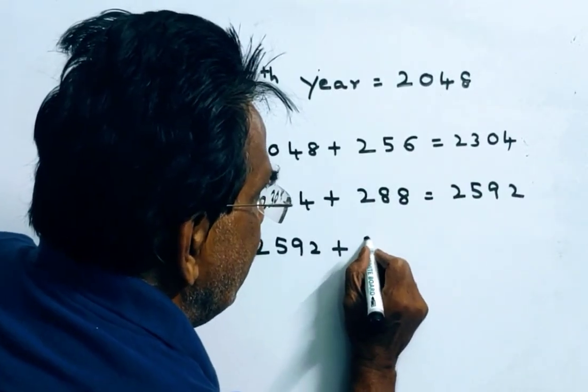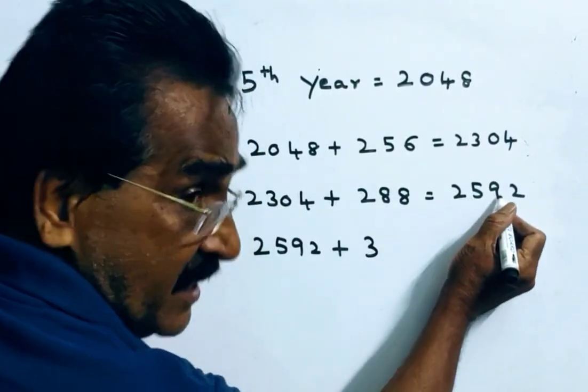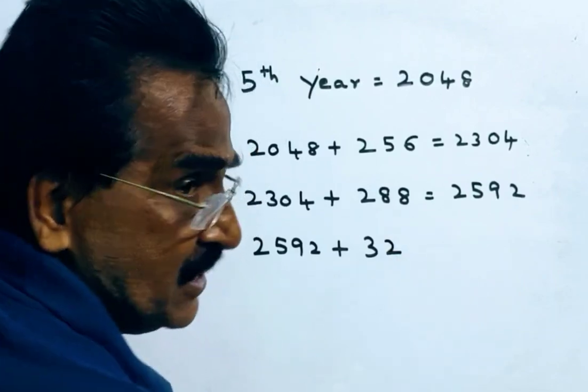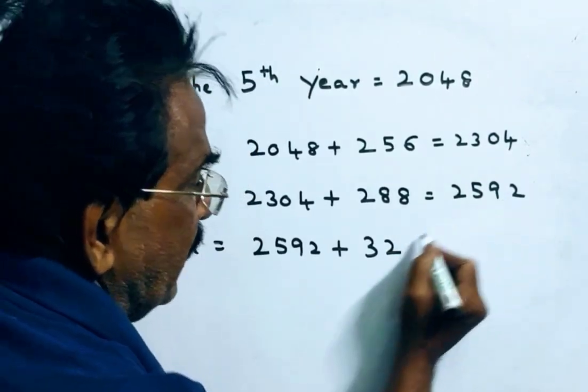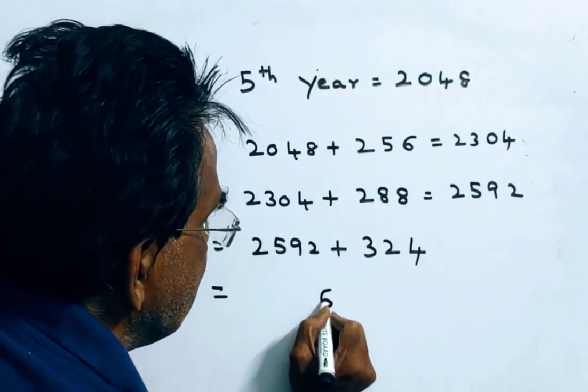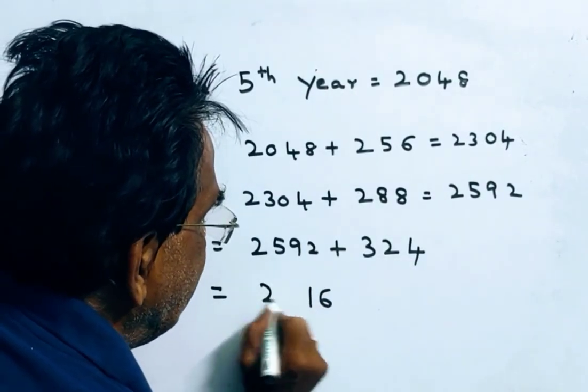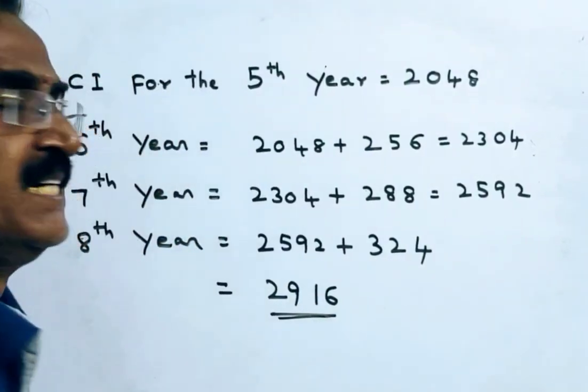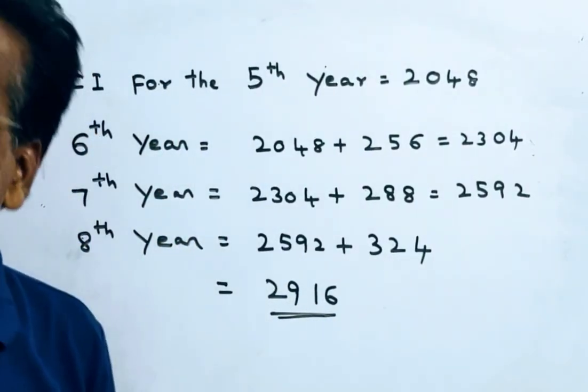8 3s 24, 1 remains, 19, 8 2s 16, 3 remains, 32, 8 4s. So this is equal to 4 plus 2, 6, 9 plus 2, 11, 29. 2916 is the interest for the 8th year, friends.